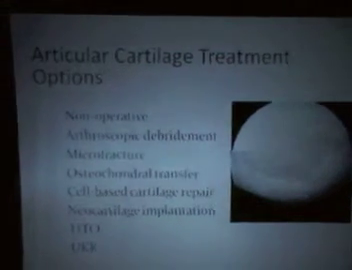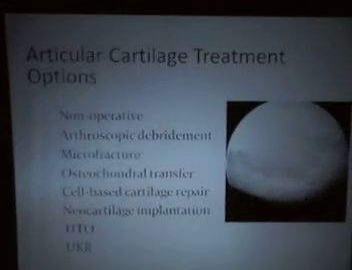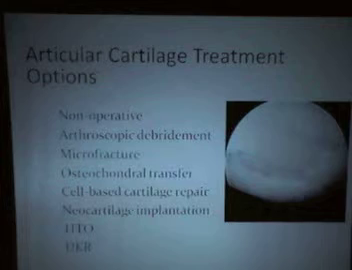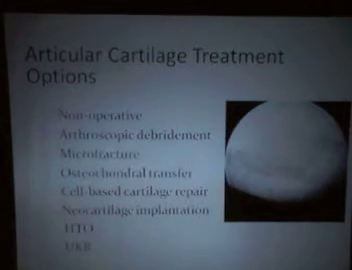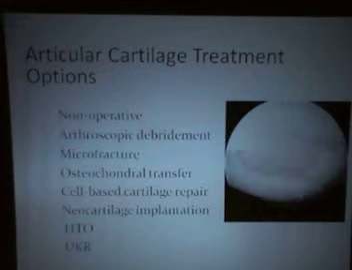So there are several options in how to go about treating such patients. Again, as with all orthopedic conditions, non-operative has to be one option dependent on patient profile and activity aspirations.